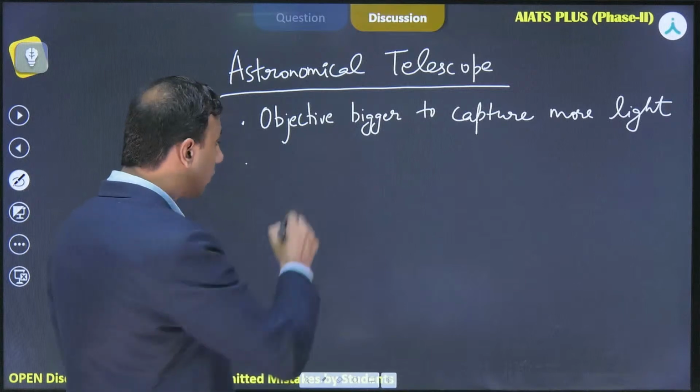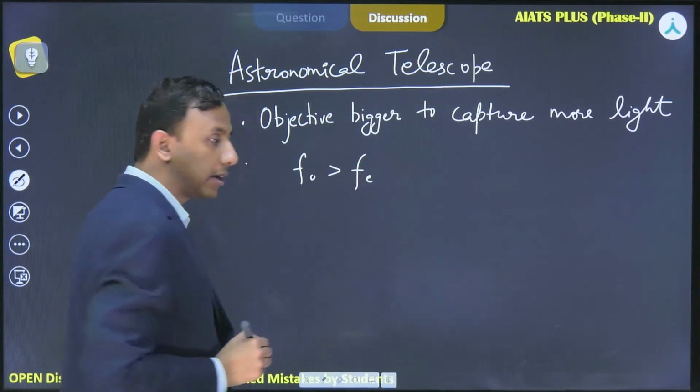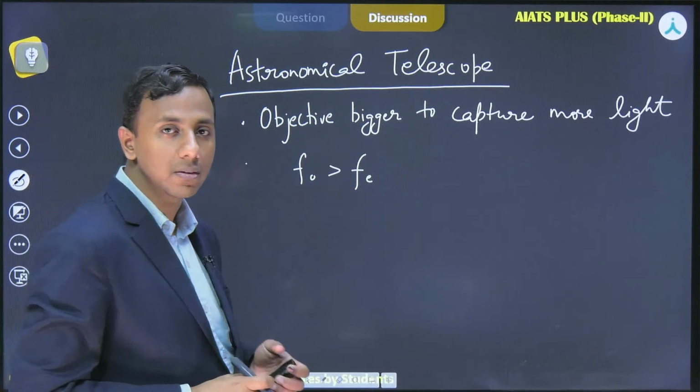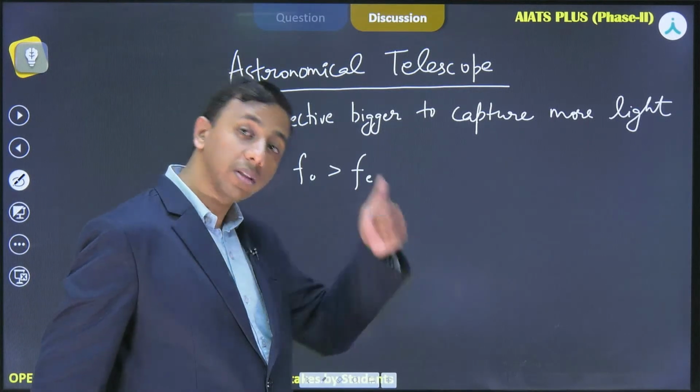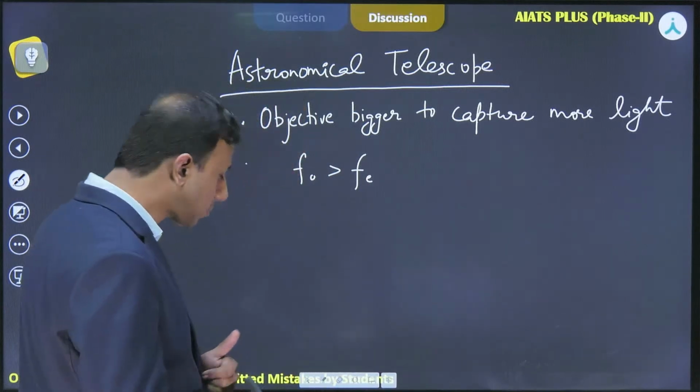Objective is bigger means the focal length of the objective will be greater than the focal length of the eyepiece. So please keep that in mind. This was not the case in the compound microscope. It is exactly the reverse. I will show the diagram.